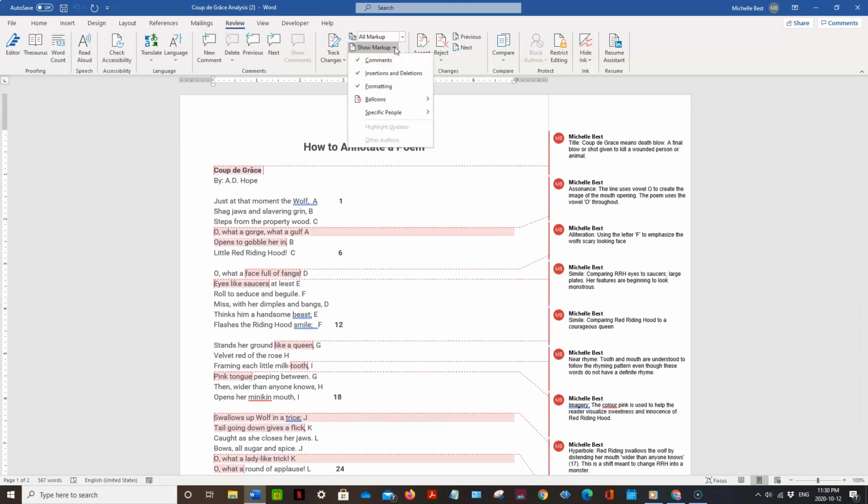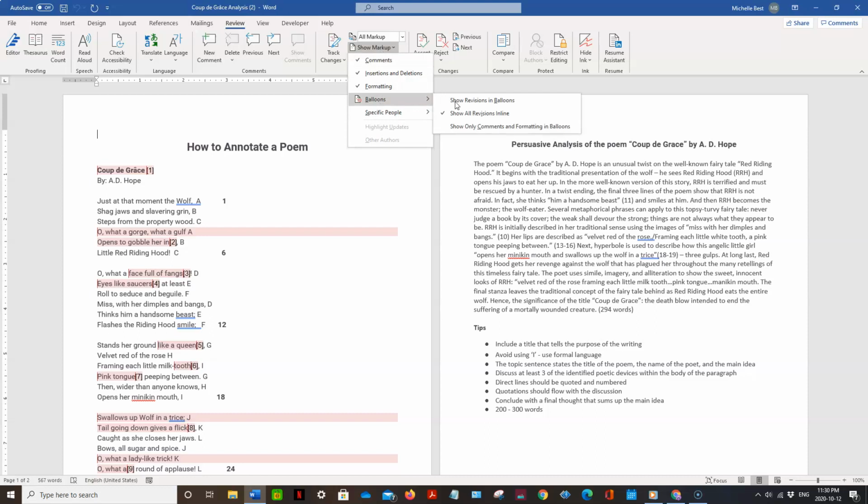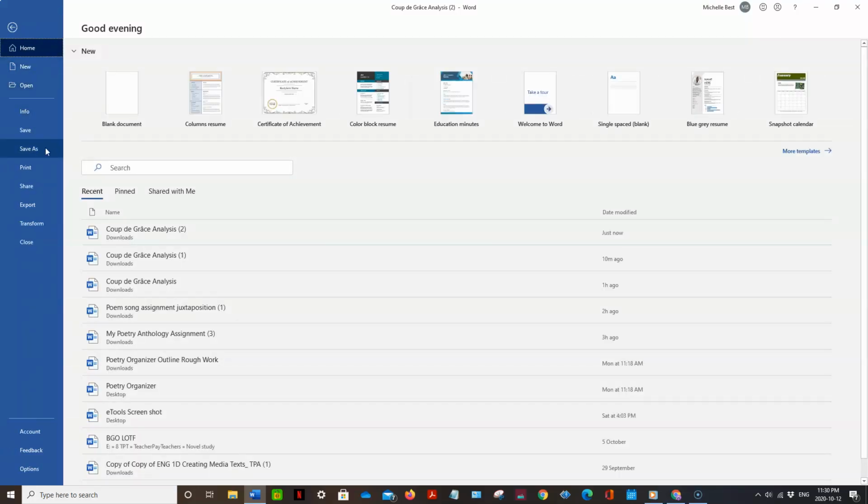And then when you're showing markup, you want to go down and make sure all three of these are checked, and then Show Revisions in Balloons. If you pick a different one, you won't get the annotations you want. So you want to go to balloons, Show Revisions in Balloons, and then you can File, Save it, and you'll have your annotations to submit.